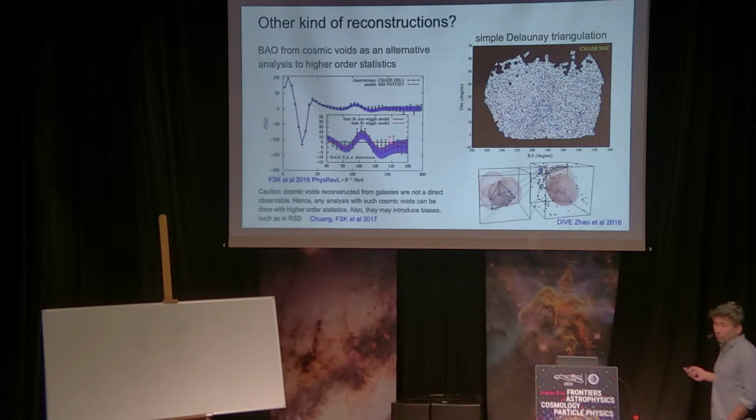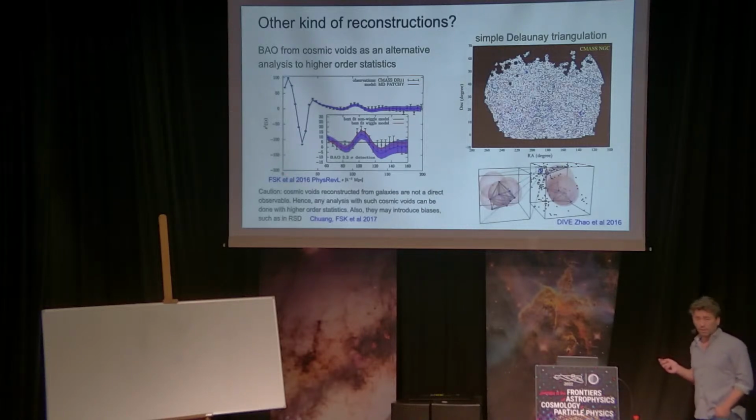Another kind of reconstruction is reconstructing the void distribution. And one has to be very careful again, because when you reconstruct cosmic voids from galaxies, those are not observables. The observable is the galaxy distribution. Eventually, you will be able to substitute all your analysis with a higher order statistics analysis.